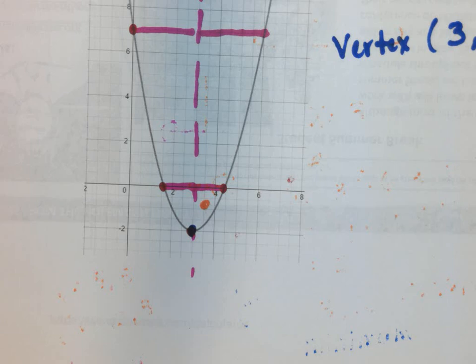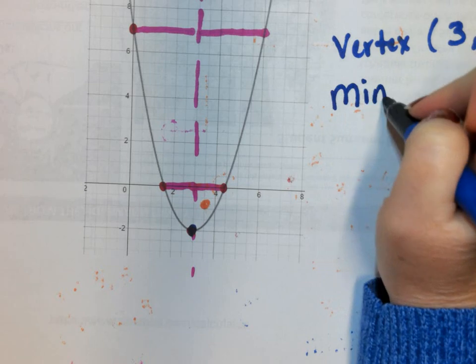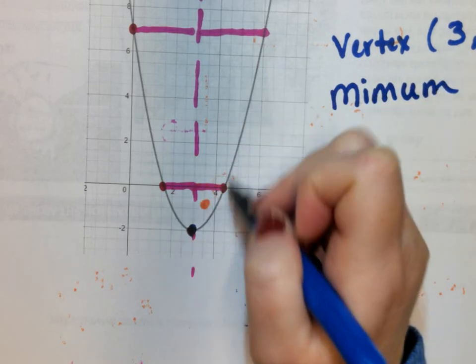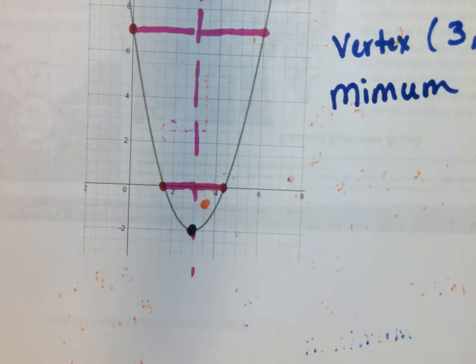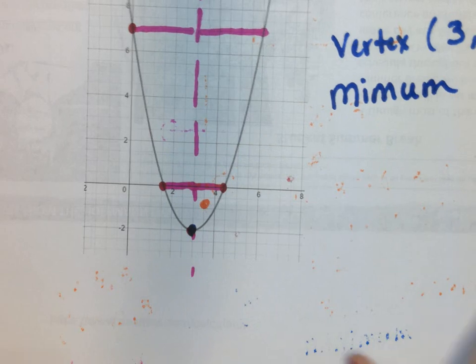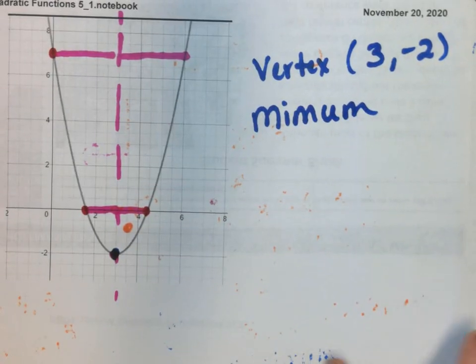Okay, so we have our vertex. Can you tell me if that vertex represents a maximum or a minimum? I'm hoping you're saying minimum. Again, it's at the bottom. It's at the lowest possible point. So I'm hoping you see that that is a minimum. Sorry, I didn't realize that was off the screen.